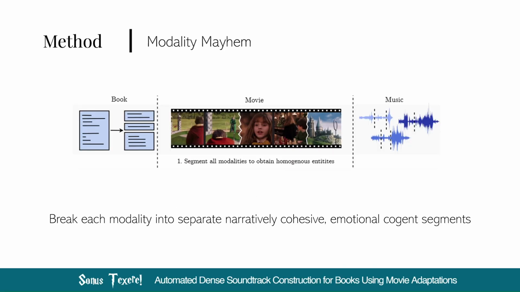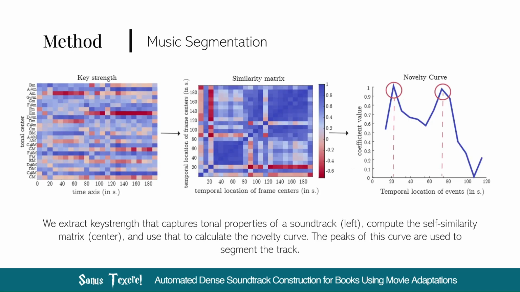First, we break each modality into separate, narratively cohesive, emotionally cogent segments by using different segmentation techniques for each modality. For music, we extract key strength, which captures the tonal properties of the soundtrack, and compute a self-similarity matrix on that. Finally, we use the self-similarity matrix to compute a novelty curve, where the peaks on this curve indicate potential breakpoints for the musical track. In the end, the final music segments that we obtain are pretty unified in terms of style or emotion or any other properties.